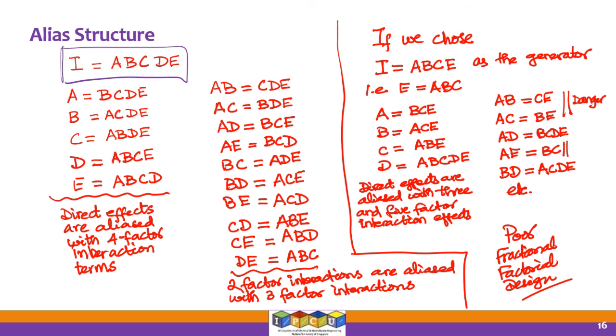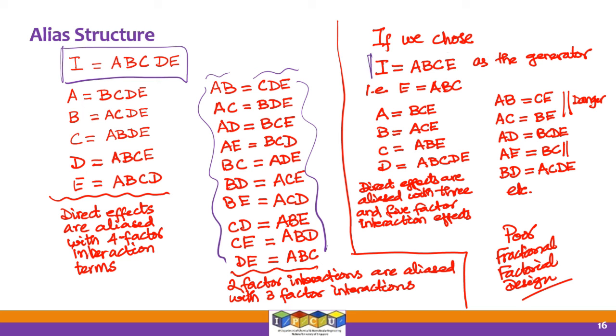And the 2-factor interaction effects are confounded or aliased with the 3-factor interaction effects, okay, which also is not bad for us because we expect the 3-factor interactions to be less dominant compared to the 2-factor interaction effects. So this is what happens with the defining relationship that we have chosen.